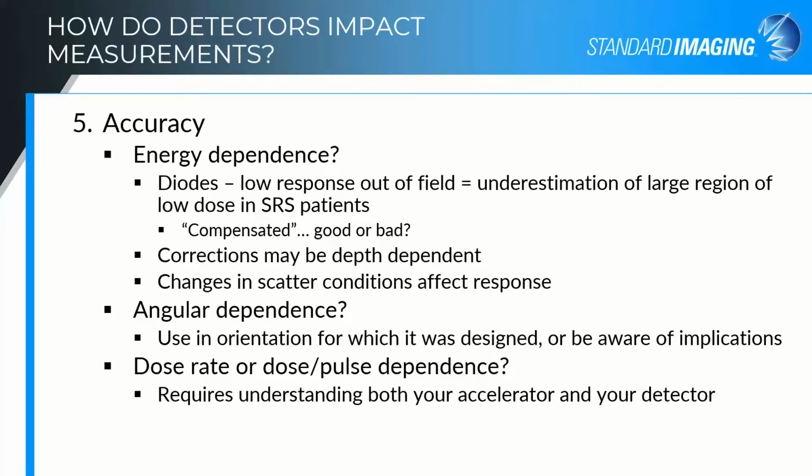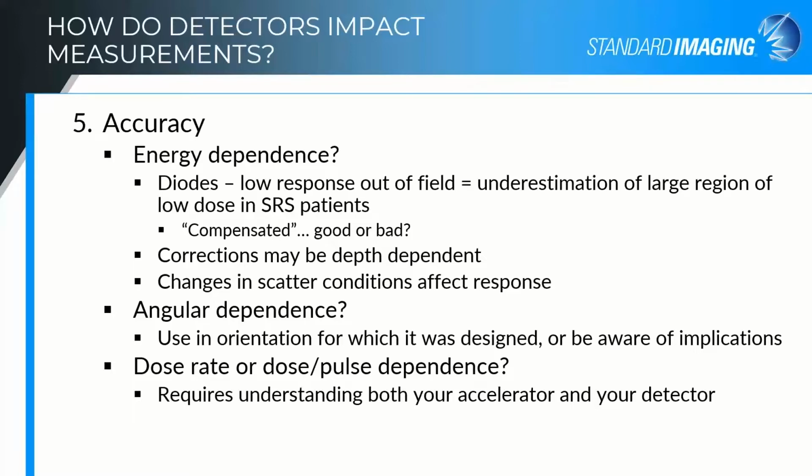If you have energy dependencies and you're measuring depth doses, then your corrections become depth dependent as well, because your energy is changing as the beam is being attenuated. And change in scatter conditions, especially for something that has a high energy dependence on the low energy end of the spectrum, can affect your responses. Not quite as prevalent or as tricky to deal with, I guess.